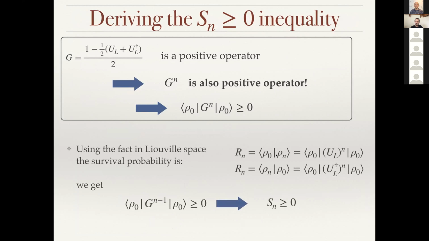And using a certain property of survival probabilities, that it actually doesn't matter if you use UL or UL dagger, we get rid of all the UL daggers and remain only with UL. And after some algebra, we get that the expectation value of G to the power n minus 1 corresponds to these Sn inequalities.